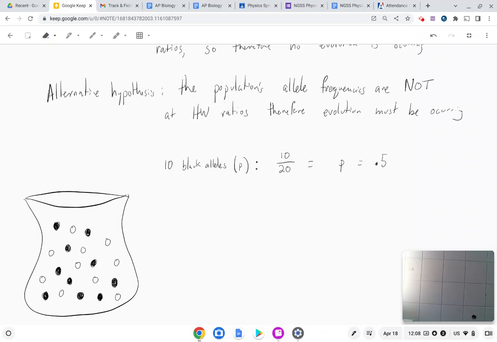All right, so now for the other allele, which is the white allele, which is represented by Q. And this might already be confusing you because you're like, wait, I thought it would be capital P or lowercase p. The Hardy-Weinberg equation just uses P and Q. That's the format that they're going to use. Okay, so just try to get used to that. But let's say that we have 10 out of 20. Again, the other 10 are white alleles. Then that means that the frequency of Q is also 0.5.